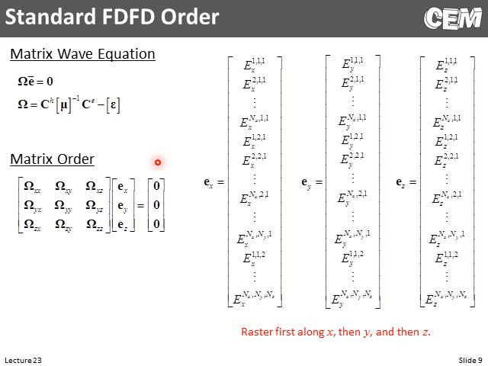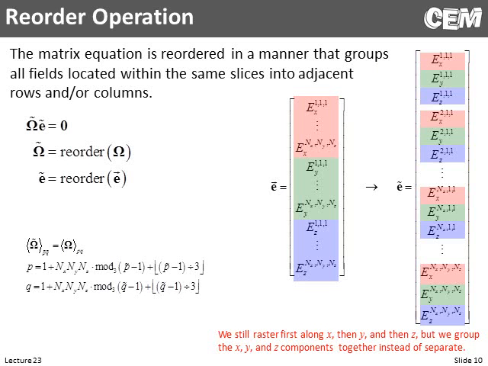So we raster through the entire three-dimensional grid, and we will list all of the EX components in a single column. And the trick here is we raster first along X, then Y, then Z. And we do that for the X components, then we do it again for the Y components, and then again for the Z components. So a way to visualize the composite vector is that the top third is this column vector of all the EX components, the middle third is a column vector of all the EY components, and the bottom third is a column vector of all the EZ components.